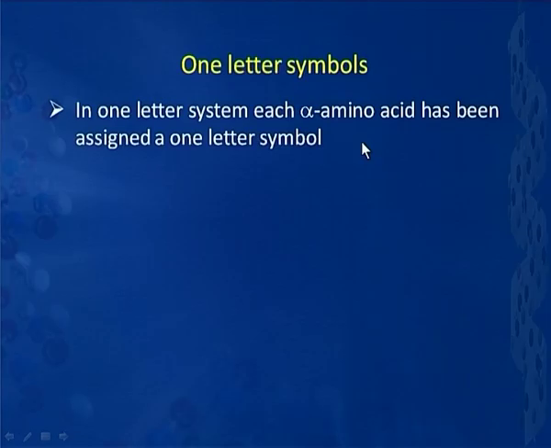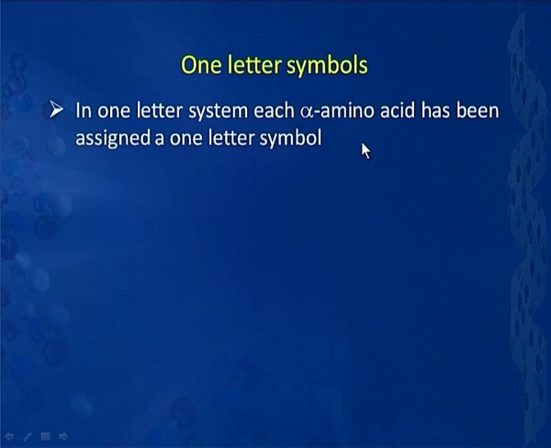So, if you write the names of 100 of them, even 3 letters are going to consume a lot of space and time. So, what has been thought of is we give 1-letter symbols to them. In 1-letter symbols, each alpha amino acid has been given one letter symbol, as the name suggests.